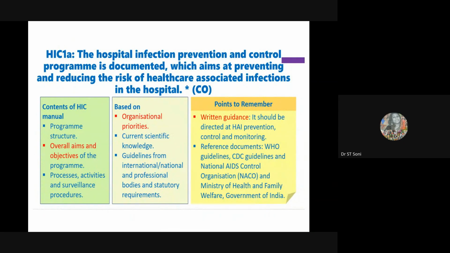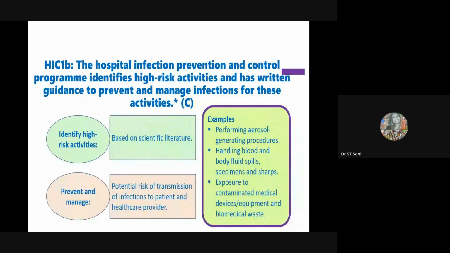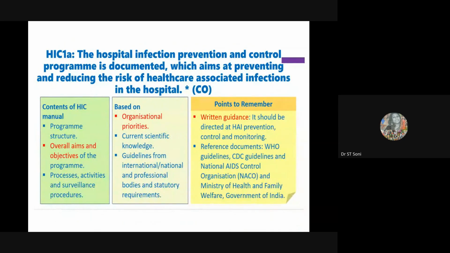So there should be one HIC manual or IPC manual, wherein we clearly lay down our aims and objectives, the processes, and the surveillance activities which we are going to conduct. We also need to update it based on developments and the newer guidelines coming down. So we need to have written guidance and also need to update it.